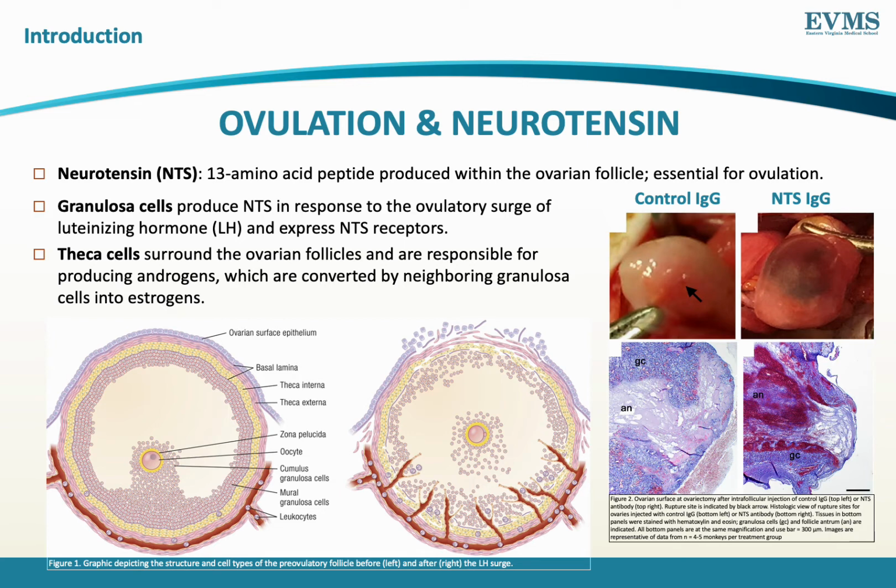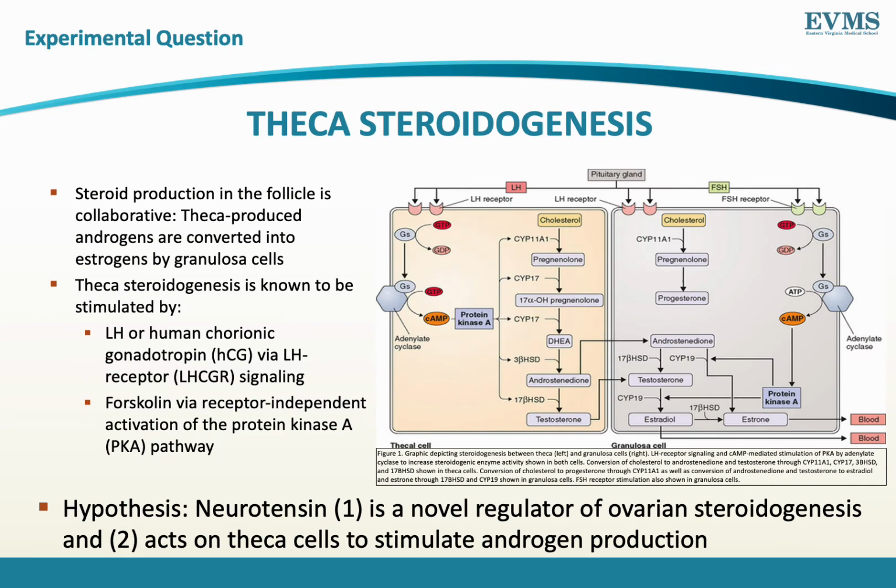Neurotensin's essential role in ovulation is important due to its potential translatability to birth control and fertility research. However, the mechanism of action of neurotensin within the follicle during ovulation has yet to be uncovered. Due to the importance of paracrine signaling in the follicle, as well as the dependence of the ovulatory sequence on local and systemic hormone levels, we turn to follicular steroidogenesis to investigate the function of neurotensin.